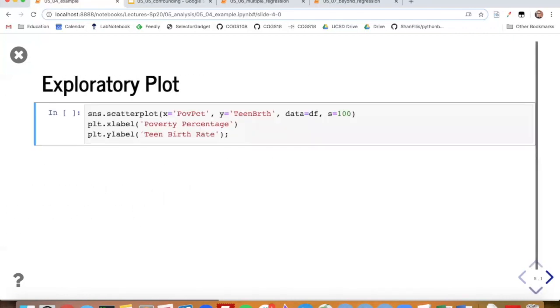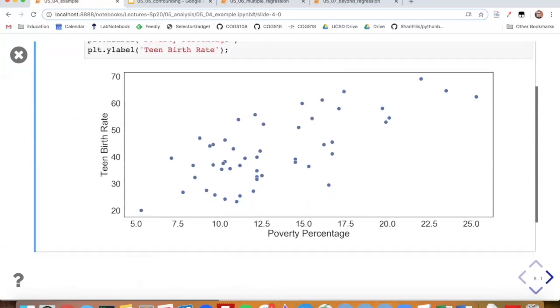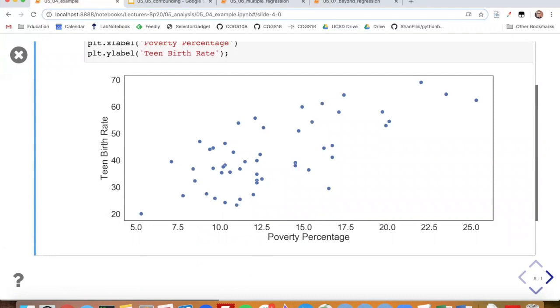Okay, so when we start a new analysis, we start exploring the data, understanding the relationship. Here I'm using Seaborn to generate a scatter plot where the x-axis has poverty percentage, the y has teen birth rate. I'm using the DF dataset, and this just makes the points larger so it displays better. And I'm adding some more helpful x and y labels. So here is our plot with poverty percentage on the x-axis, teen birth rate on the y. We can see that each point here represents a state, and we can see the overall relationship between the points. And we can see at this point there's some sort of upward trend.